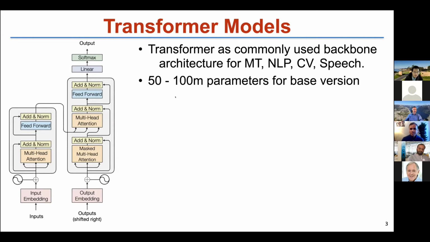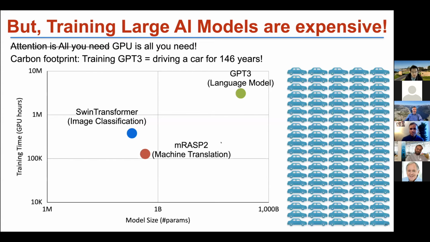Normally, the basic version includes around 50 to 100 million parameters already. That's a pretty big number. If you train that on a single GPU, it requires a few hundred hours of GPU time. And more recent work using this type of transformer model relies on very large models. Here I plot the model size versus training time.